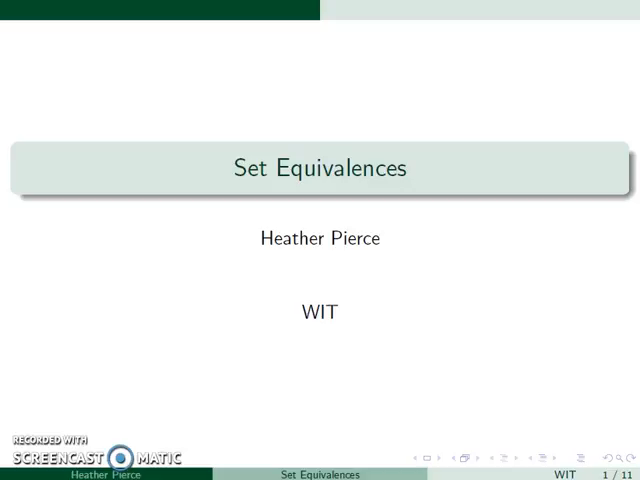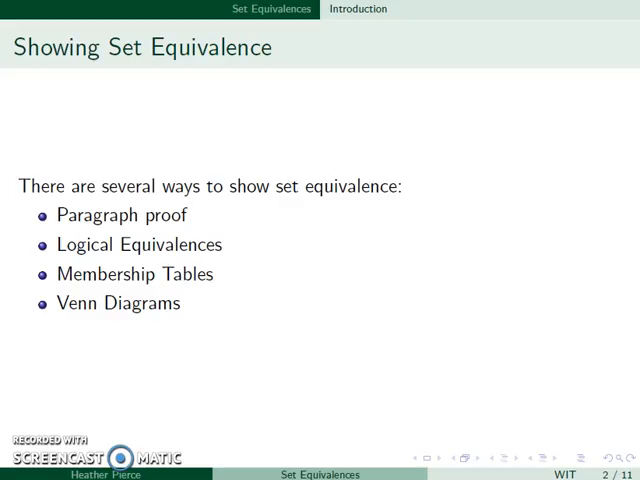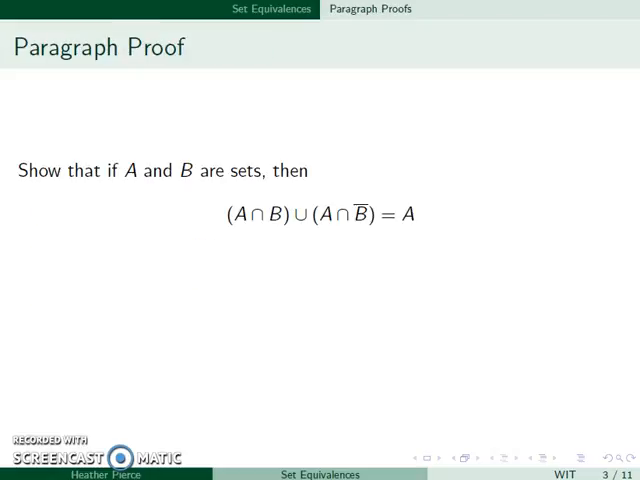We will now discuss set equivalences. There are going to be four ways to show set equivalence: a paragraph proof, a logical equivalence, a membership table, and a Venn diagram. So we'll start with the paragraph proof.